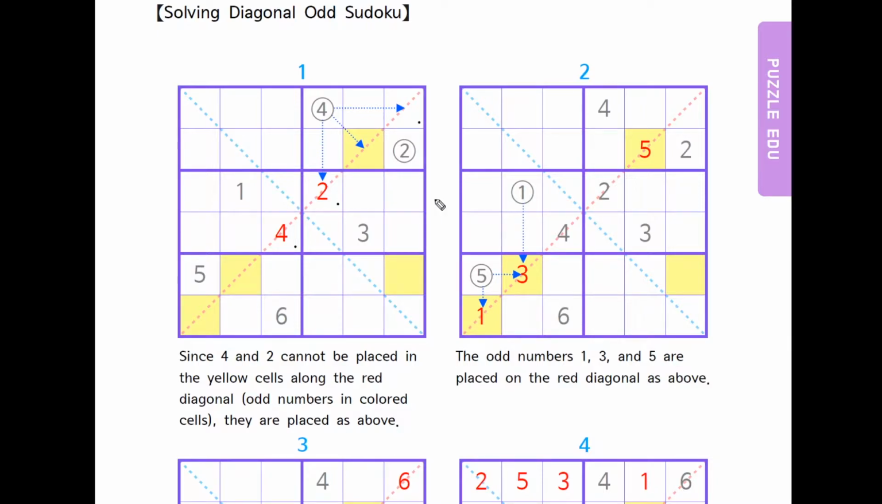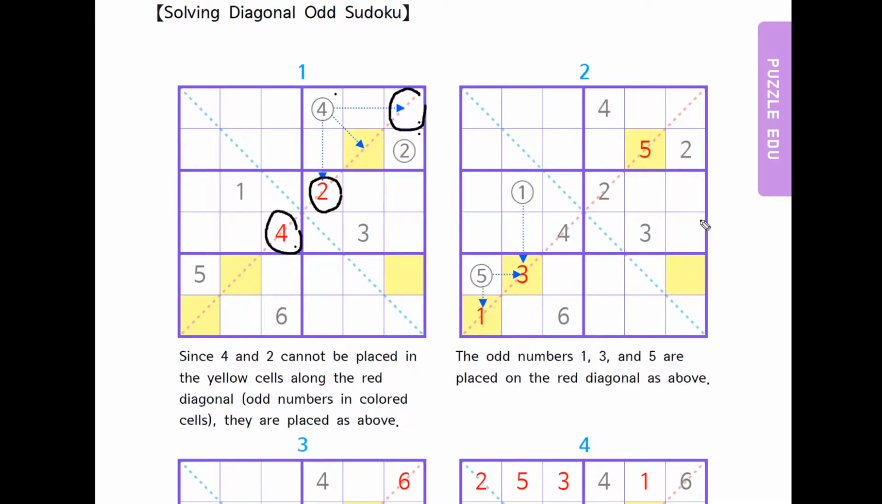Remember, it's not that white cells must contain even numbers. White cells can contain both odd and even numbers, but in this case, there are 3 colored cells in the diagonal, so the remaining 3 non-colored cells must contain even numbers. We see that numbers 2 and 4 already exist in the second block, so the numbers 2 and 4 cannot be placed in this cell here. Also, due to the number 4 in the 4th column here, the number 4 cannot be placed in this cell, so it must be placed here. And as such, the number 2 is placed in this cell here.